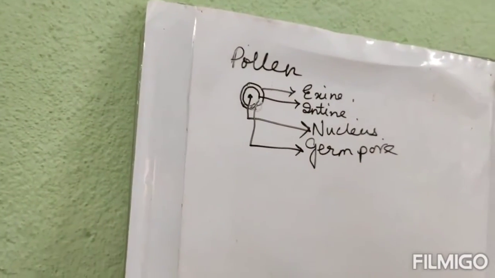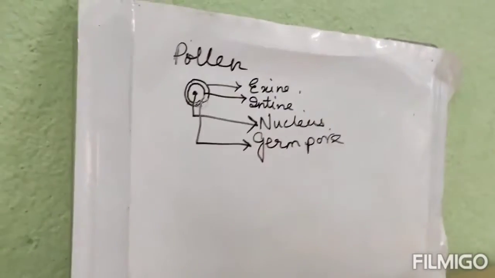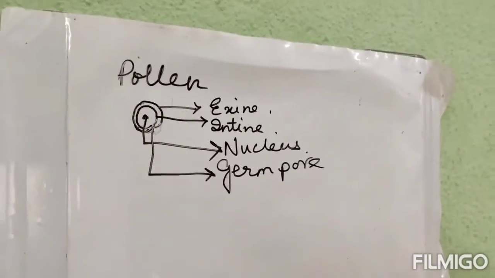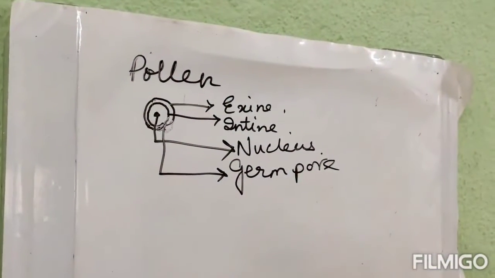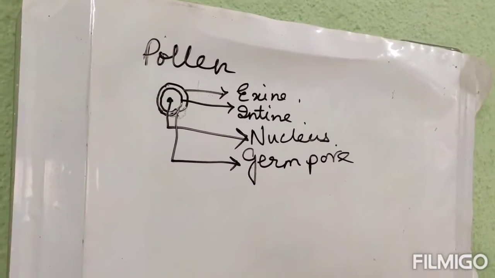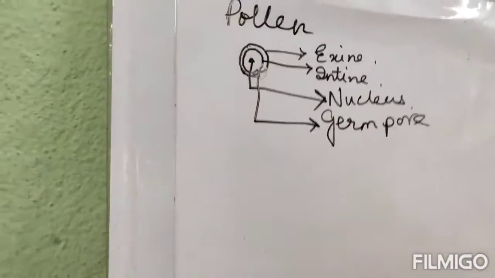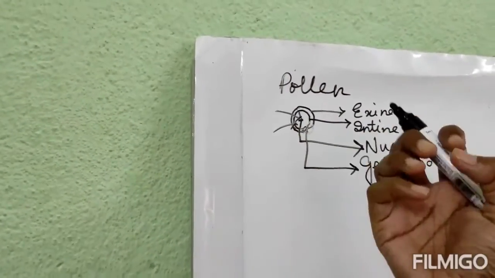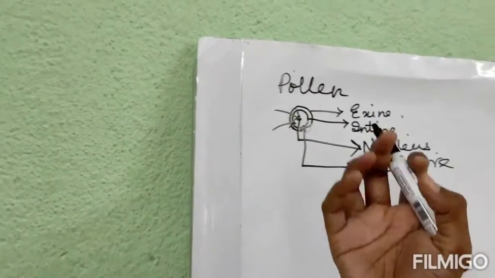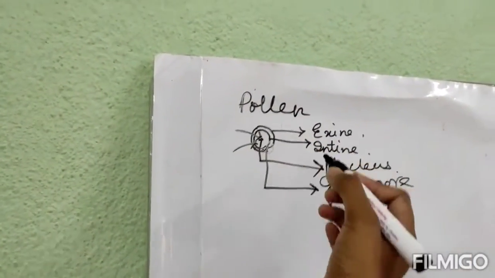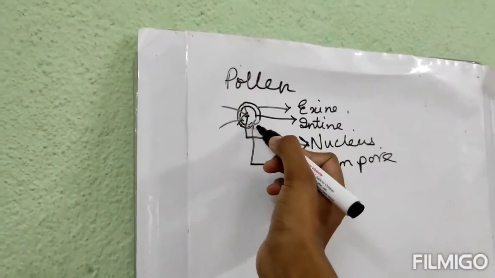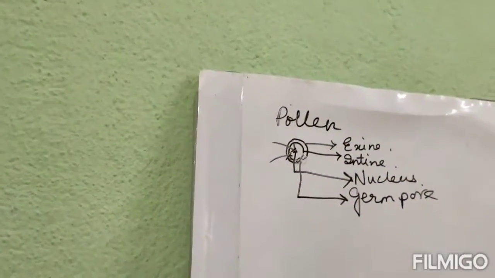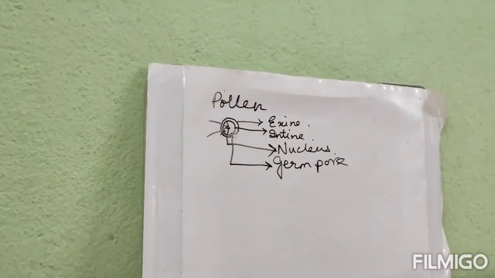How? We will see. Next, what will happen when this pollen grain falls on the stigma? This pollen grain will consume the sugary substances which are secreted from the stigma. As soon as it absorbs those sugary substances, the pollen grain will increase in size, that means it will swell up. As soon as it increases in size, the formation of the pollen tube will take place through this germ pore.